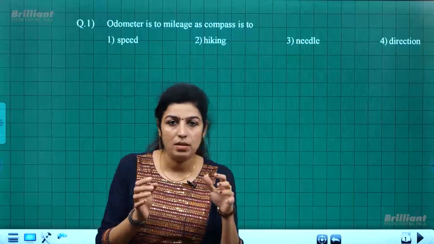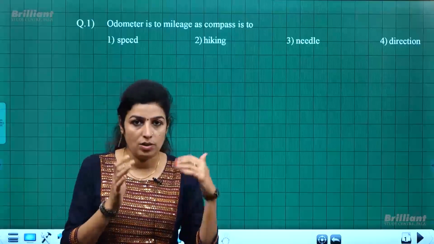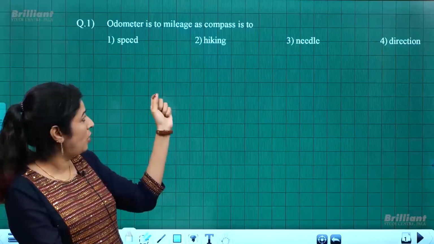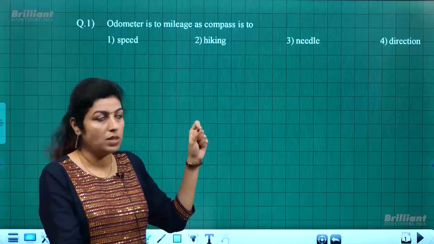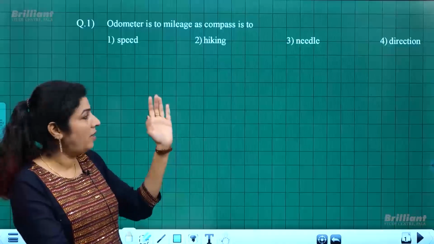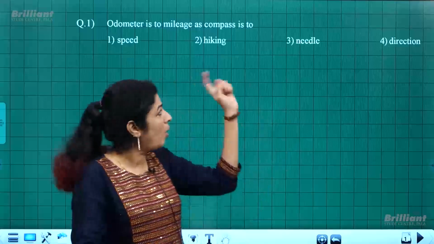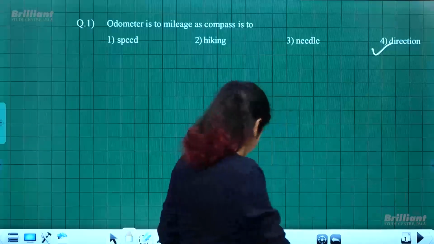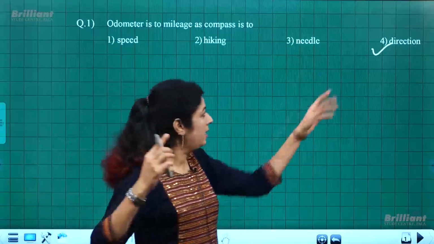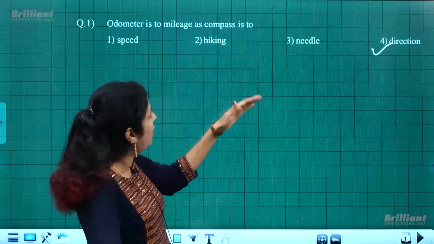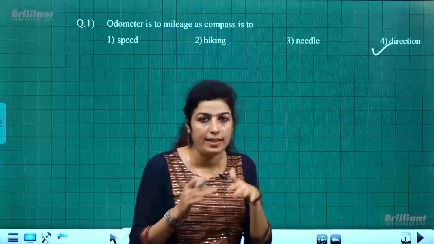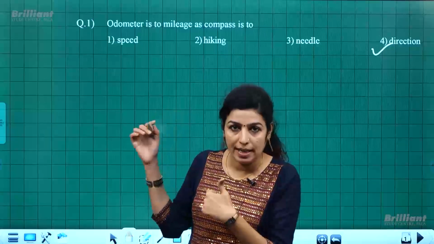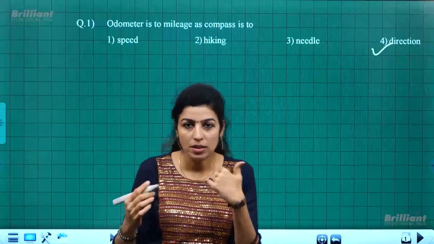That means an odometer is used to find out the mileage. So exactly likewise, what does a compass do? Just like an odometer is used to get the exact mileage, a compass is used to get direction. So direction is the correct answer, not speed or hiking or needle. Of course, you have a needle in it, but the point is, what is it used for? Just like an odometer is used to know the mileage, a compass is used to know the direction.